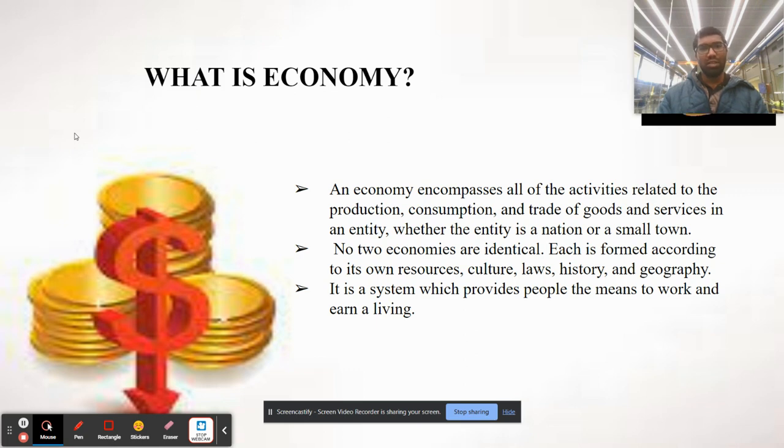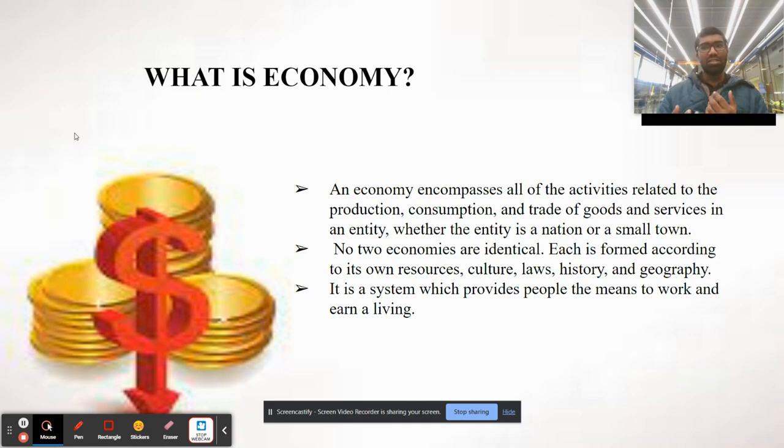What does this mean? So, an economy comprises of all the activities related to the production, consumption, and trade of goods and services in an entity, whether the entity is nation or small town. There will be economy separately for city, state, and the whole nation, etc. So no two economies are identical. So what is this economy made of? How do we calculate an economy?